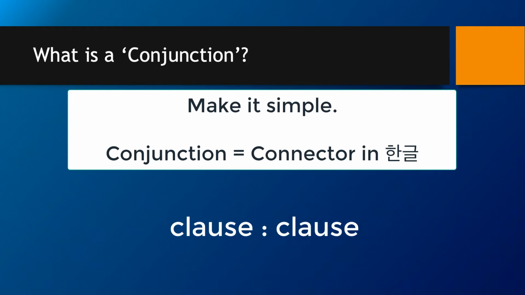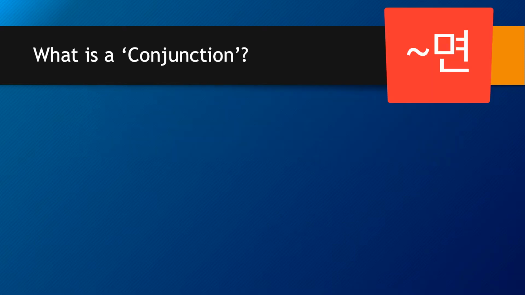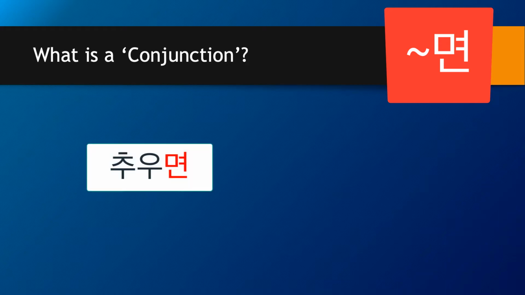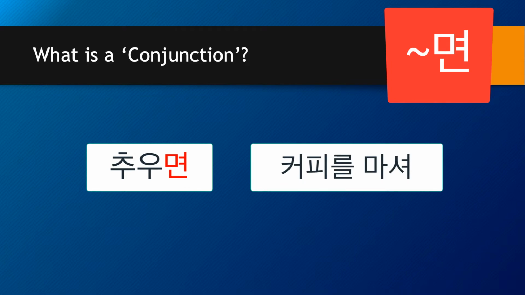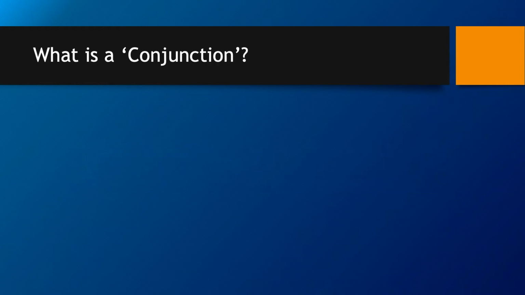Let's review what we have learned in the previous episode. You already know how to say if or when expression using 면. When you feel cold, drink coffee. 추우면 커피를 마셔. Here, the character 면 is actually a conjunction. If or when you feel cold, then drink coffee. 추우면 커피를 마셔. In this case, the conjunction or connector 면 connects two blocks of words, 춥다 with 커피를 마셔. Can you see that 면 is connecting two white blocks over here? Okay, let's find out what other conjunctions we have.